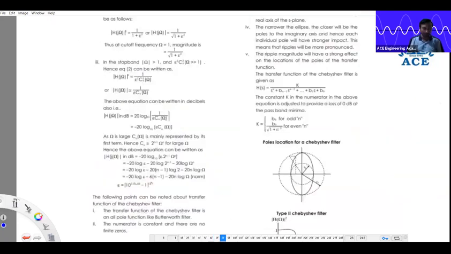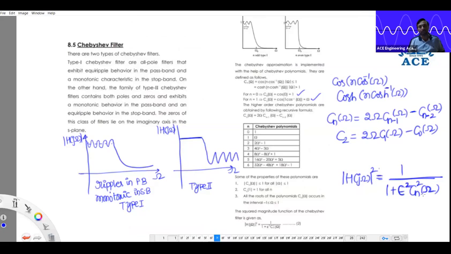How we get the order of the Chebyshev filter is by using this last relation: mod H of j omega in decibel scale equals this relation, minus 20 log epsilon minus 6 into n minus 1 minus 20 n log omega normalized. Let me explain how we got that formula. In our previous slide, we wrote the magnitude whole square like this.